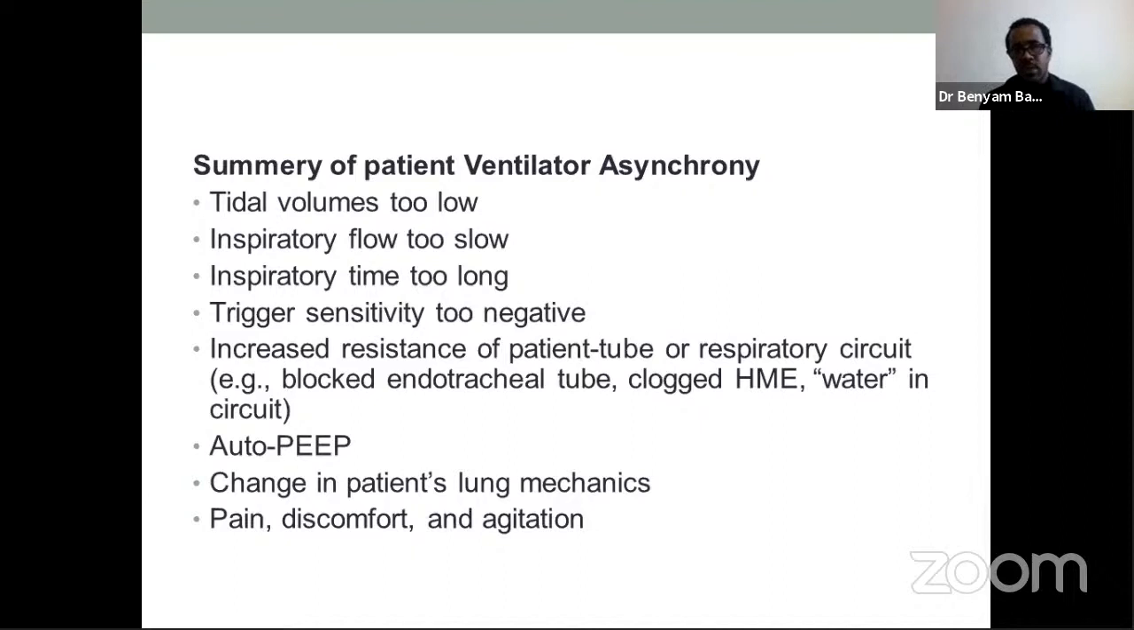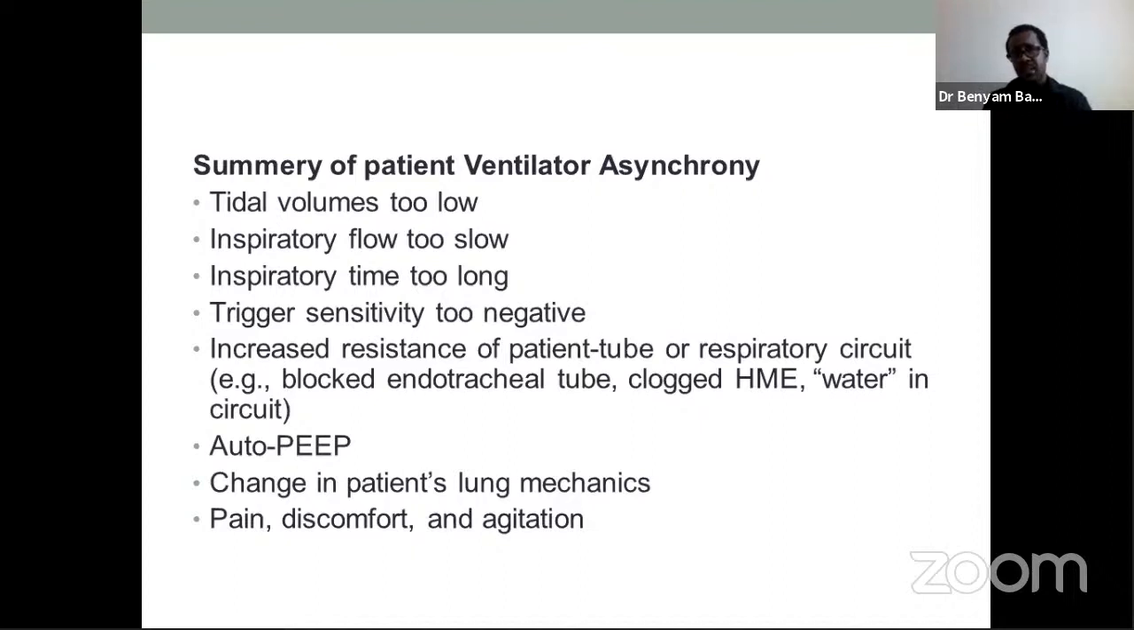So if we make it too negative, the patient triggers to have a breath, but it will not be sensed by the machine, and the patient will not receive the breath. So again, it will trigger, it will not be sensed by the machine, and the patient and the machine will start to fight. We will have asynchrony. So we need to check the trigger.